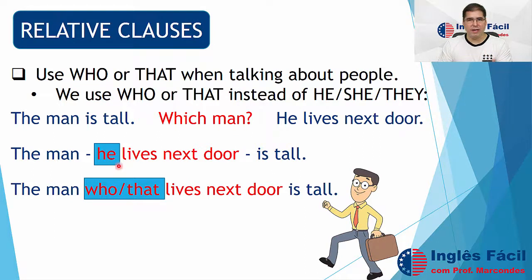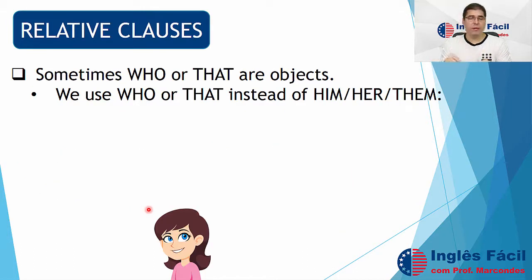So in these cases, pay attention, we are replacing the subject of the clause. This sentence here, he lives next door, we are going to replace the subject by who or by that, okay? But it's also possible in some cases to replace an object from a clause, to use two sentences together, okay? So that's what we are going to see now. This is new information, okay? The previous slide was only a review, but now I'm going to give you some new information about relative clauses, okay?